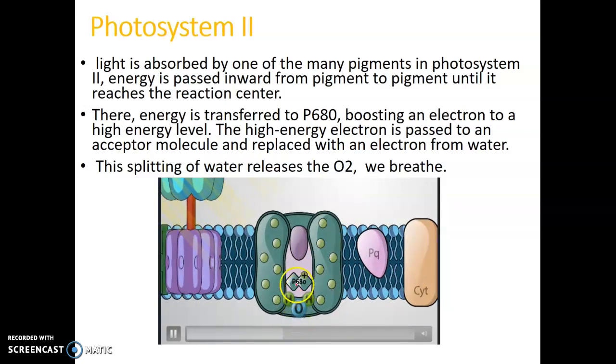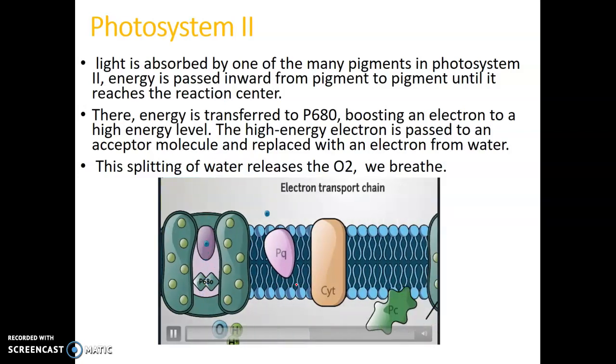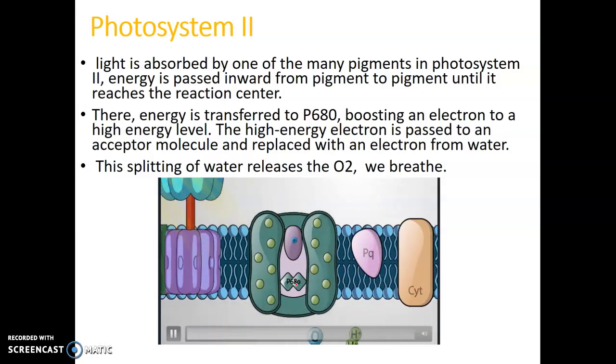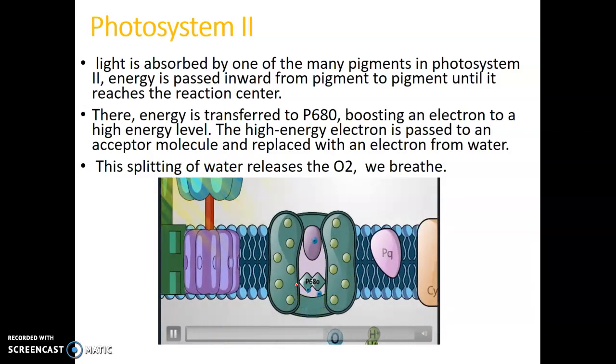The electron that was used is then replaced with a water molecule. By splitting the water molecule, it gives an electron to the P680, and then the process begins again. And then those electrons are transferred down the electron transport chain where it goes into photosystem 1. As the water molecules split, they can form oxygens. Two oxygens can join and release as a gas into the atmosphere.